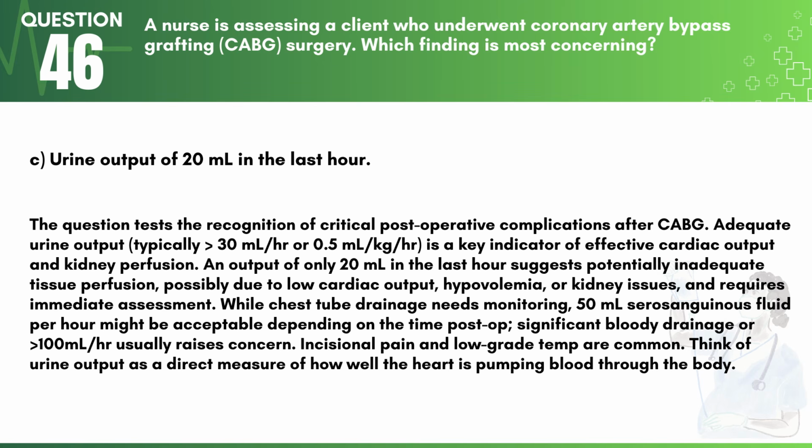While chest tube drainage needs monitoring, 50 ml serosanguinous fluid per hour might be acceptable depending on the time post-op. Significant bloody drainage or greater than 100 ml per hour usually raises concern. Incisional pain and low-grade temp are common. Think of urine output as a direct measure of how well the heart is pumping blood through the body.